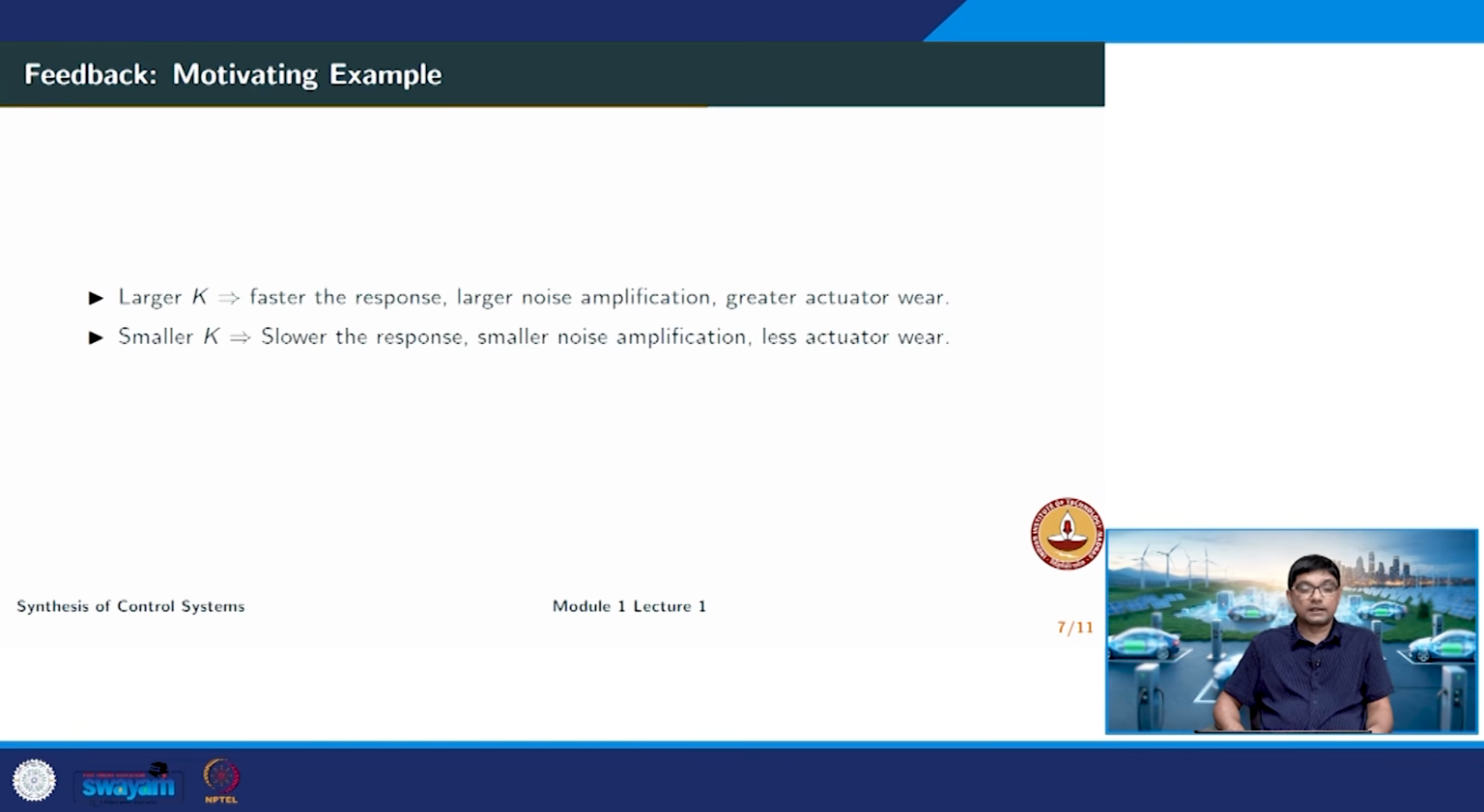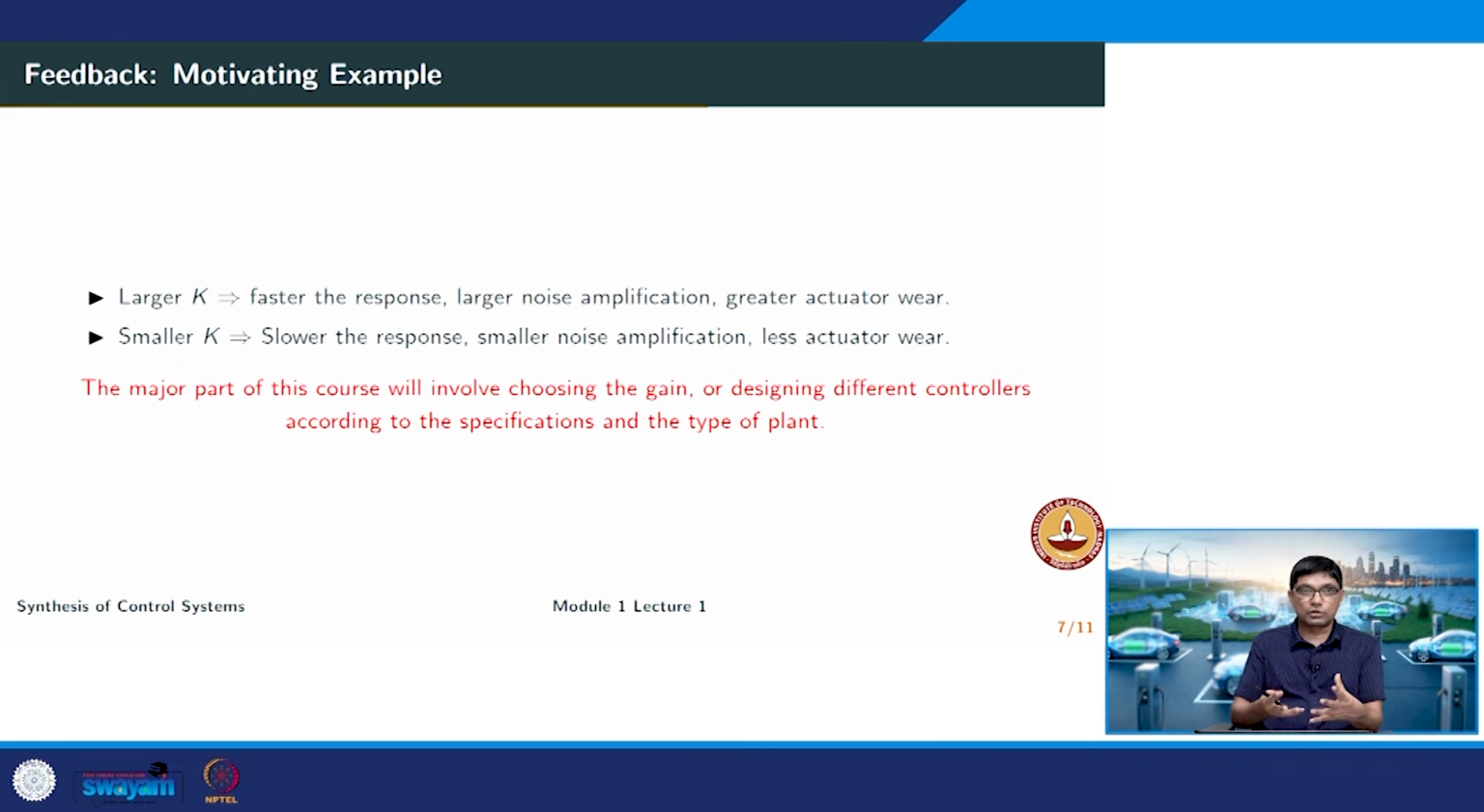Is there a compromise? I just slow down the K: slower K means slower response, smaller noise amplification and less actuator wear. Through this course, or these couple of modules, we will see how to choose a proper gain, or whether gain is just enough or we need something more, or in general how to choose a controller according to the specifications of the type of plant. So, I am given a process and I am also told what I expect out of this process.